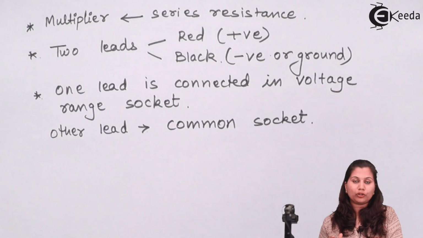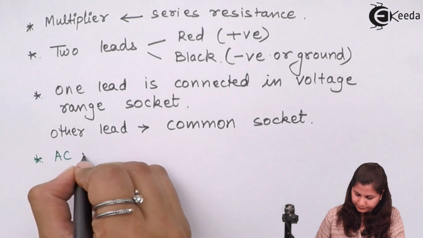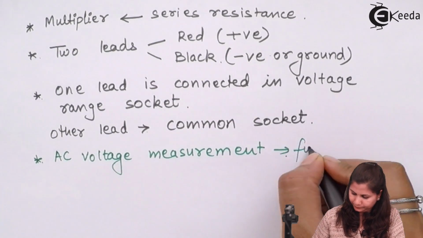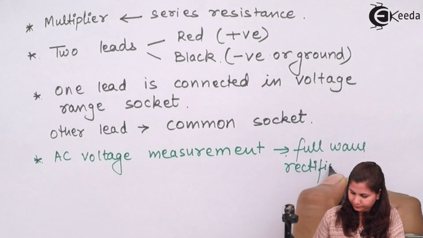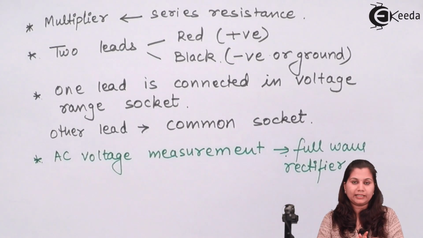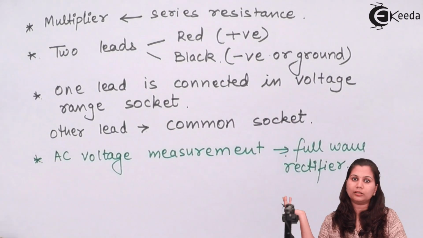Now it can be used for the AC voltage measurements also, and for AC voltage measurements a rectifier is used. This rectifier is going to convert the AC into the DC for the application. The circuit will be same, just after this range selector switch, before that, we will be having a rectifier. So AC will be converted into DC and then the voltage measurements will be done and readings will be displayed on the scale.